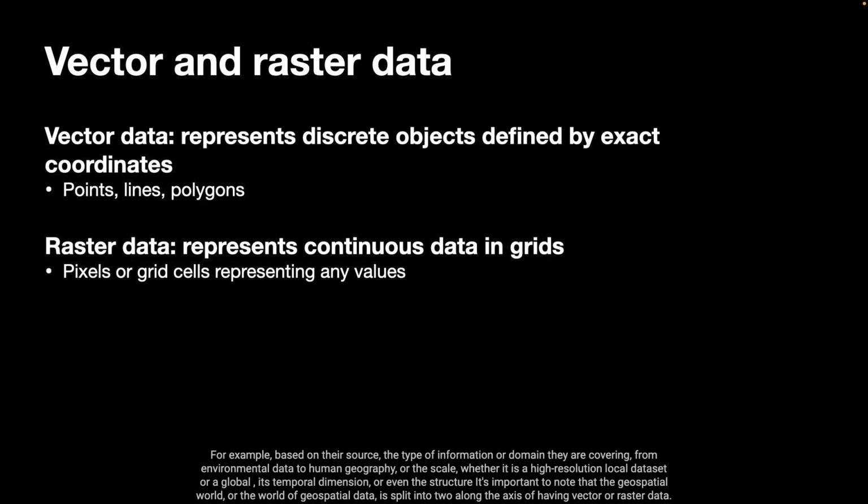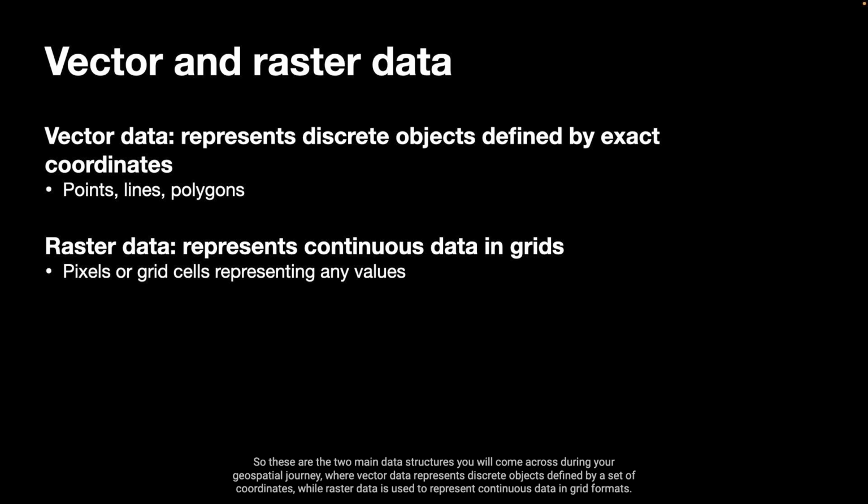It's important to note that the geospatial world, or the world of geospatial data, is split into two along the axis of having vector or raster data. So these are the two main data structures you will come across during your geospatial journey, where vector data represents discrete objects defined by a set of coordinates, while raster data is used to represent continuous data in grid formats.